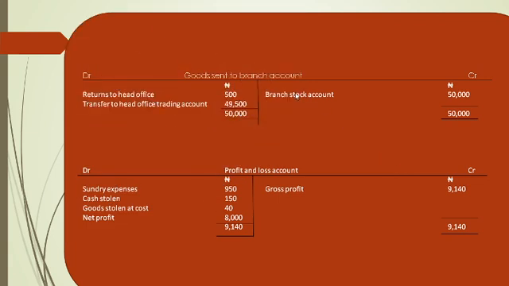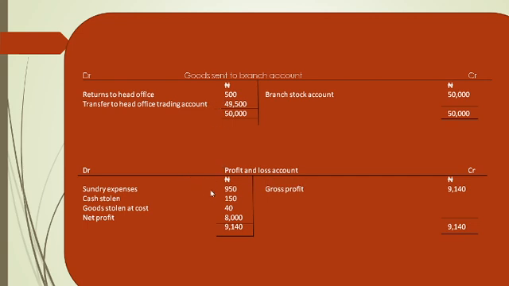All right, let's continue. After the gross profit account, we're equally asked to do other necessary accounts. This is the goods sent to branch account: return to head office 500, transfer to head office trading account 49,500. Now the head office is the one keeping this account. Do you understand? Now branch stock account 50,000 naira. So they are writing just the ones we returned to them, and then the amount they are transferring to the branch trading account. Is that clear? In this case, the branch is not keeping this account.